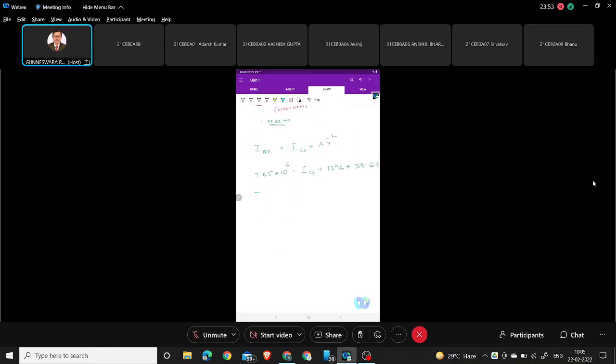So this implies ICX is equal to, yes? 7.65 into 10 to the power of 6 is equal to ICX plus 1296 into 38.63 square.